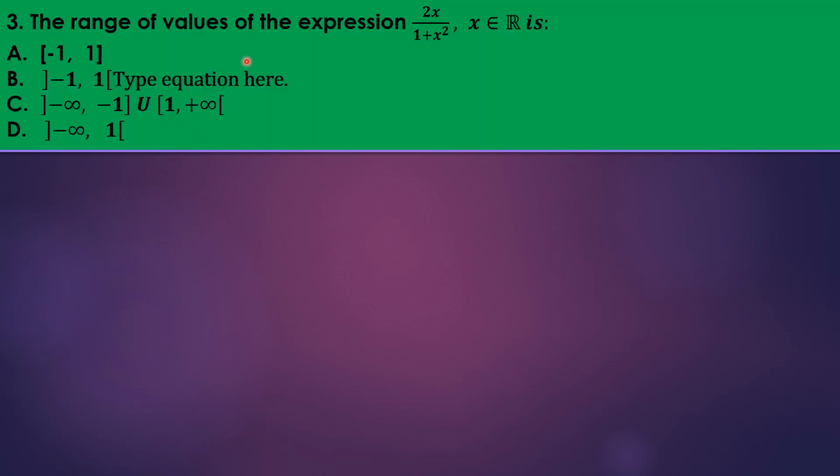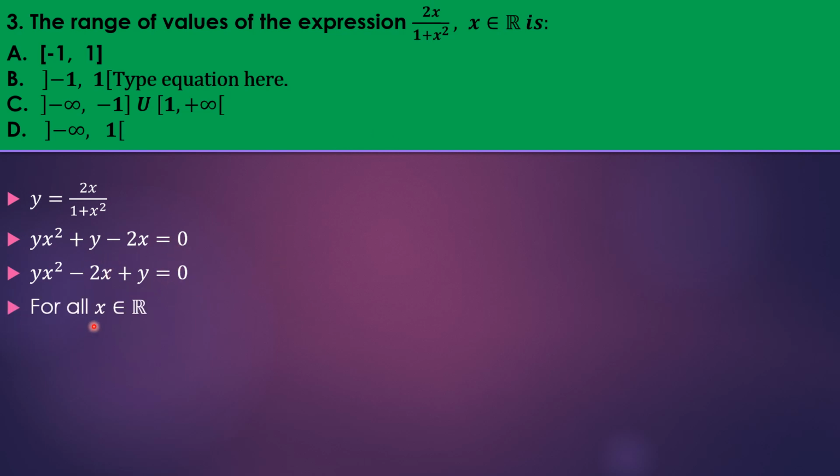The range of values of the expression 2x over 1 plus x squared, x belonging to R, is... To get the range here, you make that expression equal to y. So you cross multiply, and you have this. Now you realize that this is a quadratic equation in x. Since x is real, let's rearrange it a bit so that we have y x squared minus 2x plus y equals 0. So this is your a, this is your b, and this is your c.